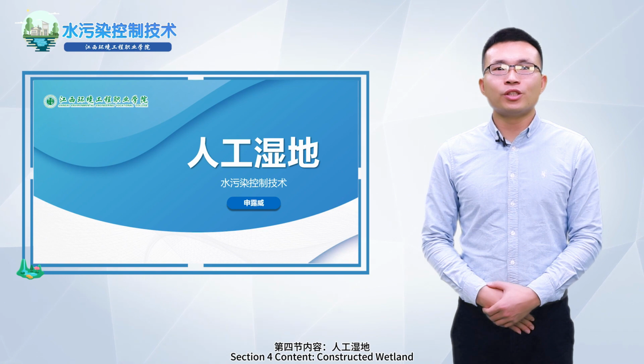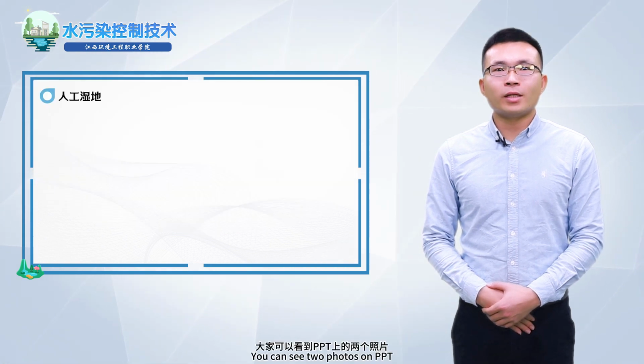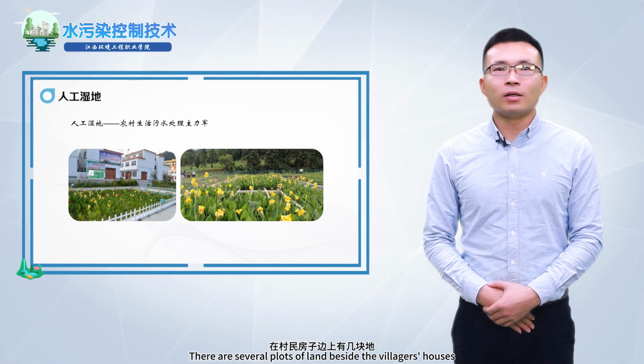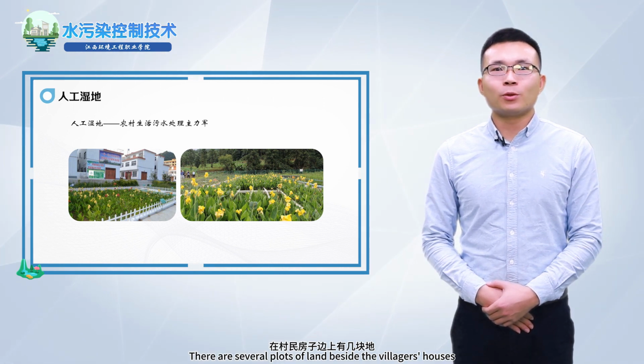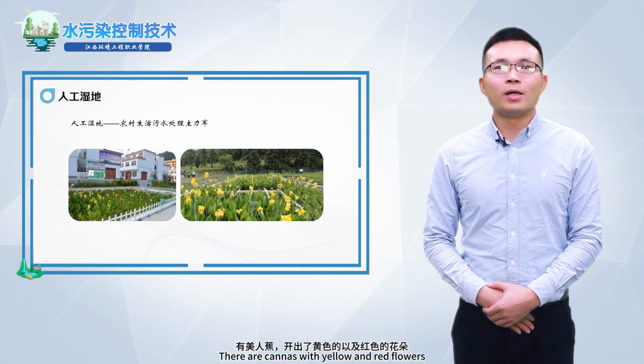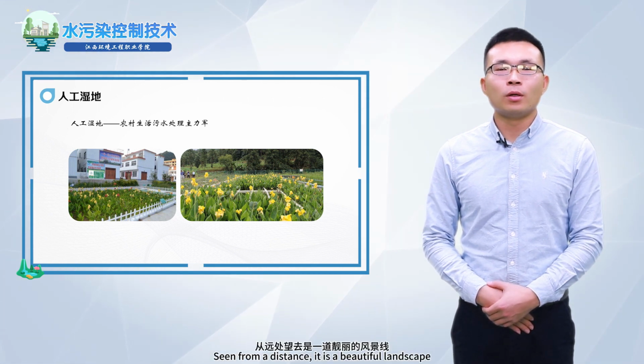Section 4 Content. Constructed wetland. You can see two photos on the PPT. There are several plots of land beside the villagers' houses. Many green plants are planted in the field. There are cannas with yellow and red flowers. Seen from a distance, it is a beautiful landscape.